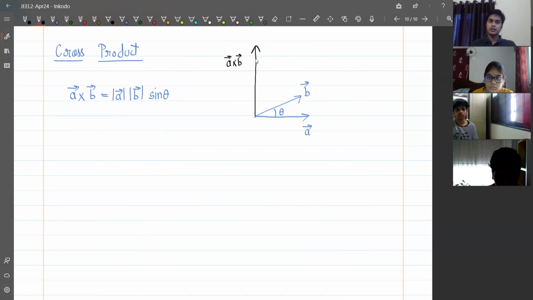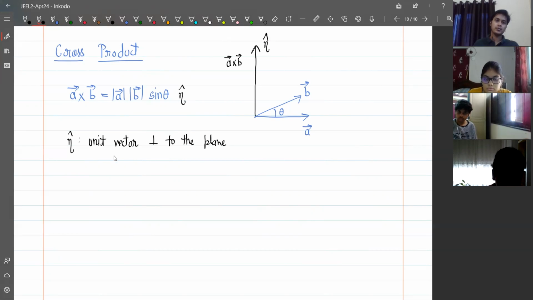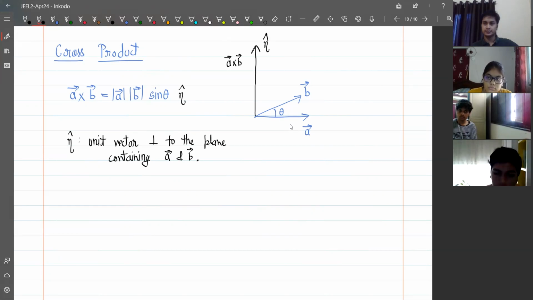So let us say in the perpendicular direction there is a unit vector, eta cap. What is eta cap? Eta cap is a unit vector perpendicular to the plane containing A and B. So A dot B was a scalar quantity, but A cross B is a vector quantity, and the direction of this vector is perpendicular to both the vectors.